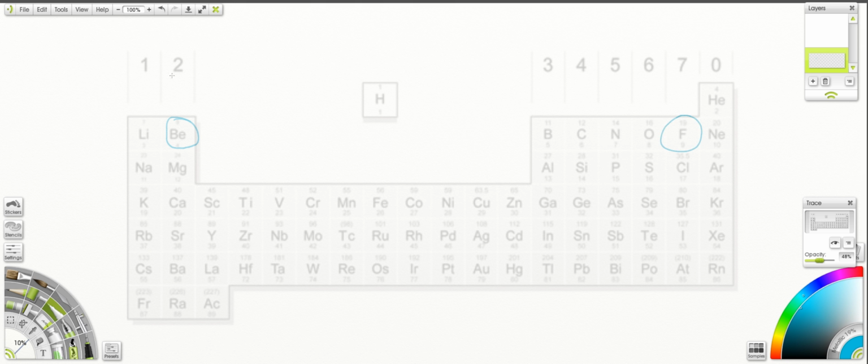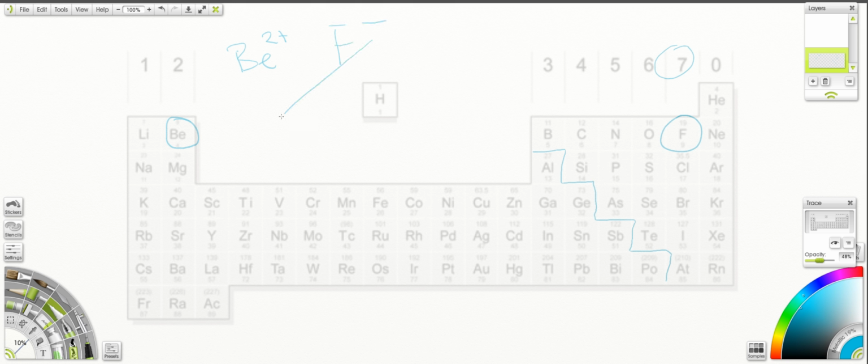Be is in group 2, so we know it's going to lose 2 electrons because it's a metal. Let me just draw the metal line as well, just so that we're all happy with that. So Be is a metal, it's going to lose 2 electrons because it's in group 2. F is going to need to gain 1 electron because it's in group 7, so it's F minus.